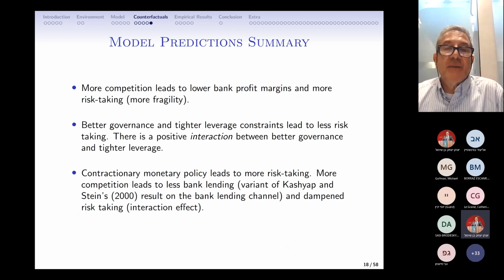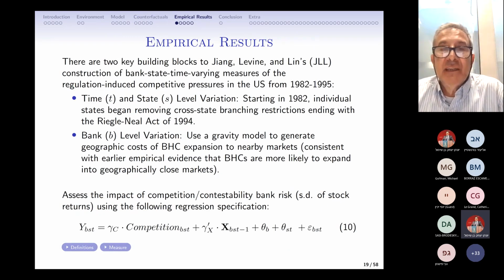So I know I'm running out of time. Here's where I want to go very briefly to the data work, because it's kind of cool, and it's our way of saying, does this model make some sense?